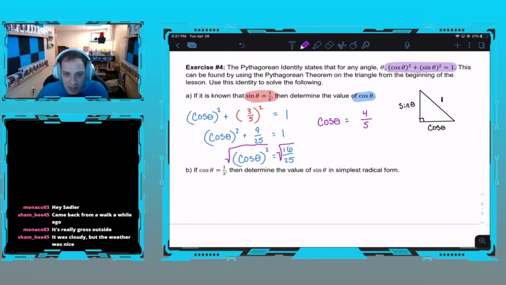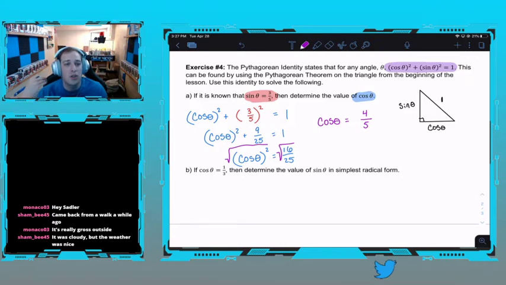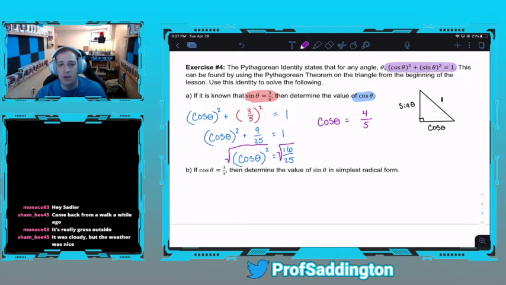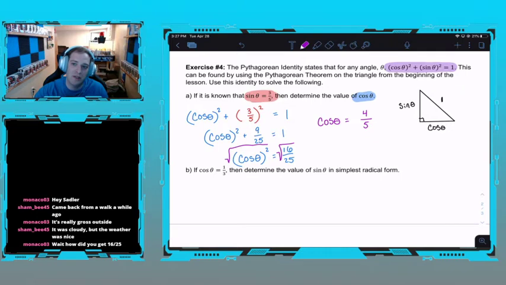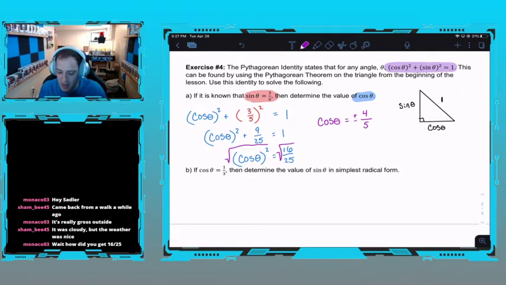Now, here's the thing. We are working with square roots. Square roots means there's always 2 solutions. So you guys have learned in the past, if you ever square root something, there was something that we have to put out front. And that's going to be plus or minus.